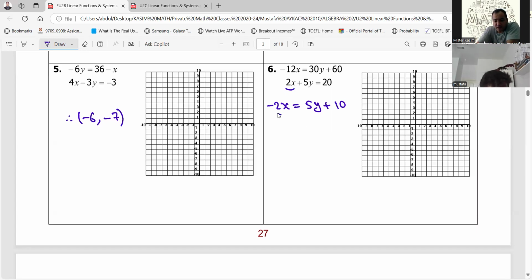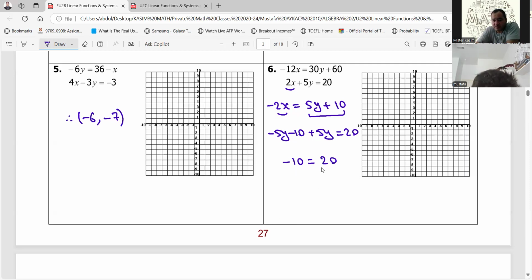Also, I have 2x here, right? So I know that 2x is equal to this. Actually, I have a minus here. So if I change this, instead of 2x, I can write negative 5y minus 10 plus 5y. On the right-hand side, we have 20. Negative 5y plus 5y is gone. So I have negative 10 is equal to 20.